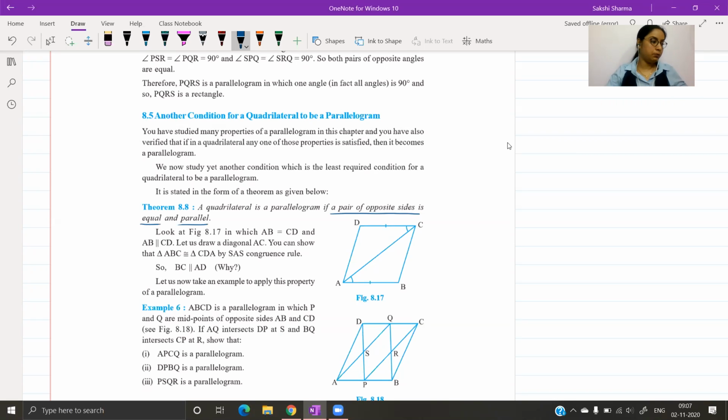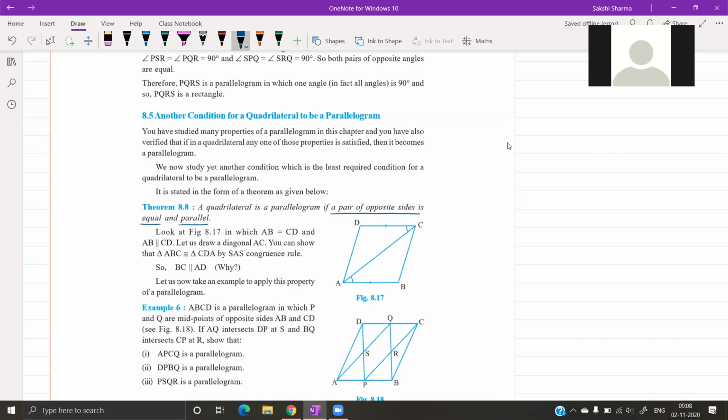In your theorem 8.3, it is written, you can go back, it's page 140. Theorem 8.3 said that if both pairs of opposite sides of a quadrilateral are equal, then we can prove the quadrilateral is a parallelogram. Both pairs of opposite sides should be equal, and by definition, if both pairs of opposite sides are parallel, then we can say that the quadrilateral is a parallelogram. Is that correct?